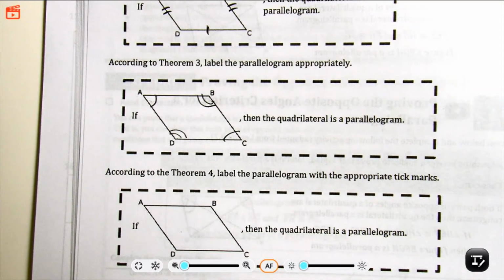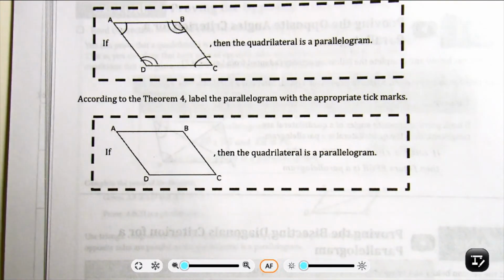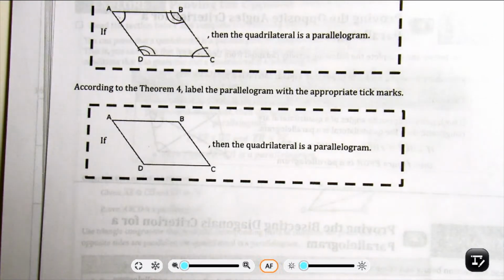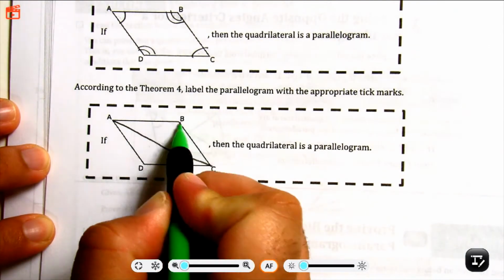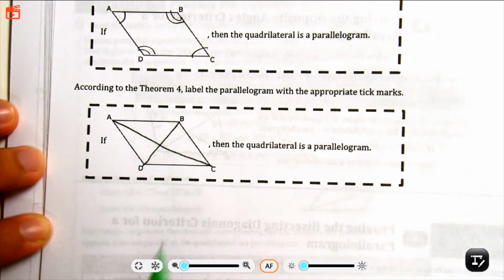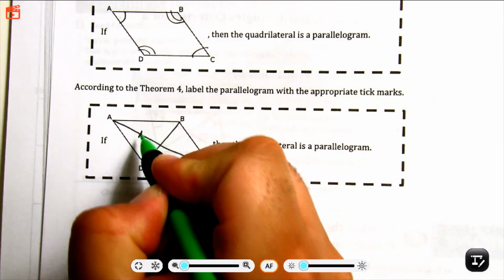And then Theorem 4 talked about diagonals. So let's draw a diagonal AC, and let's draw a diagonal BD. Theorem 4 tells us that the diagonals bisect each other, meaning that this piece is congruent to this piece, and this piece is congruent to this piece.